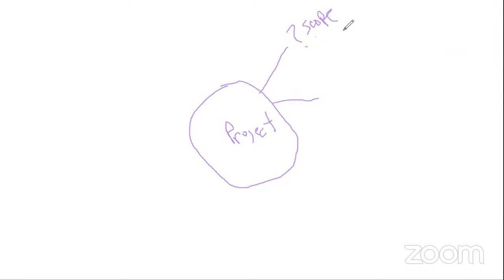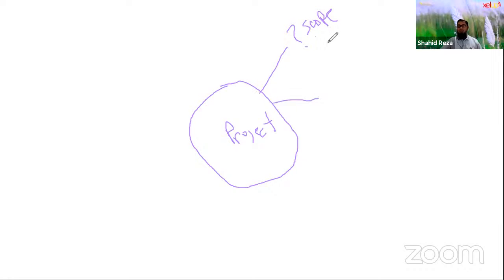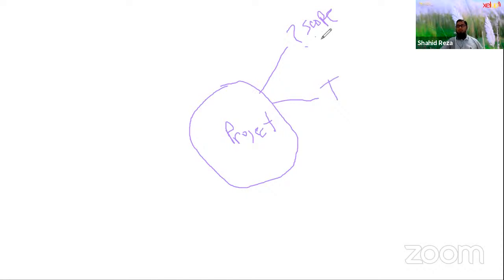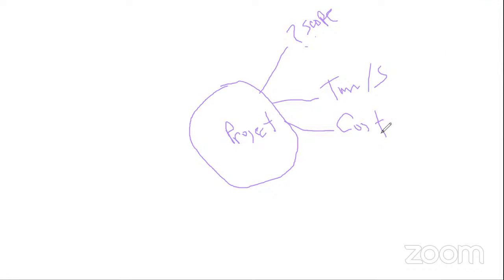The second thing is how much time, right? How much time we need to achieve that scope. How much time or schedule we need to deliver this scope. That is known as time or schedule. All right. The third one is, for doing this project, how much cost or budget we need. How much money we need. So that is cost.